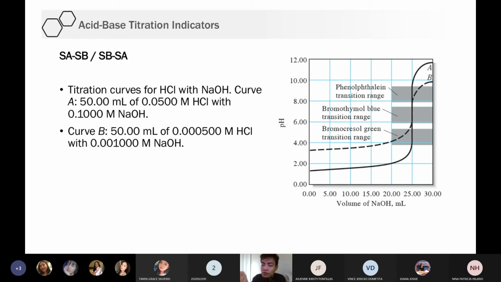If your inflection point is shorter, then it will only span a few pH values, no? Ibig sabihin, hindi na siya pwede gumana sa BCG. Okay, hindi na siya pwede gagana dito. Sa phenolphthalein, medyo hindi na rin siya gagana. So, ibang indicator gagamitin mo.